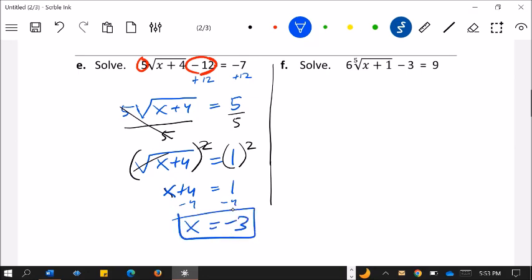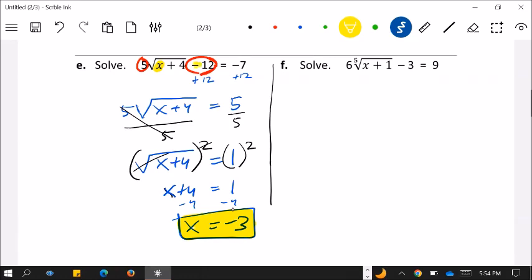X is negative 3. Let's go back up here and put it in there. Negative 3 plus 4 is a 1. Square root of 1 is 1. 5 times 1 is 5. Take away 12, I'm at negative 7. Indeed, negative 3 is the correct x that will make these two sides of the equation correct.